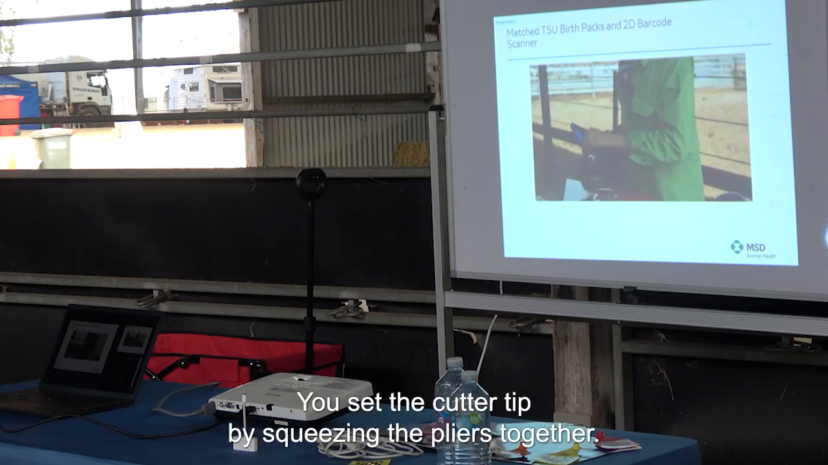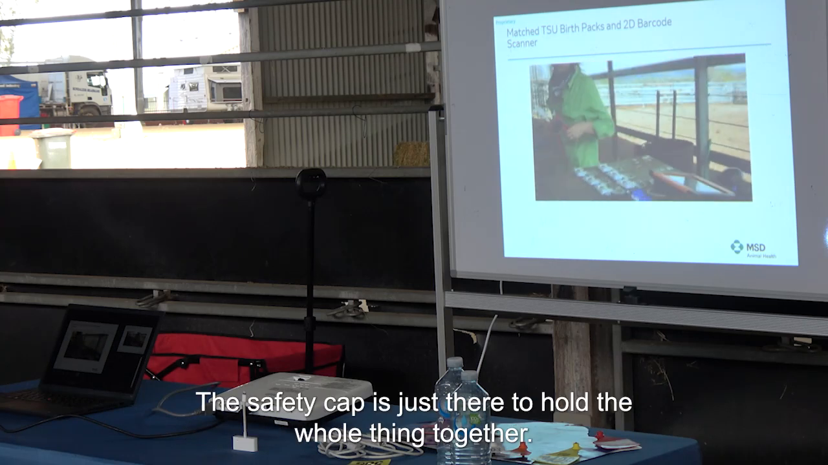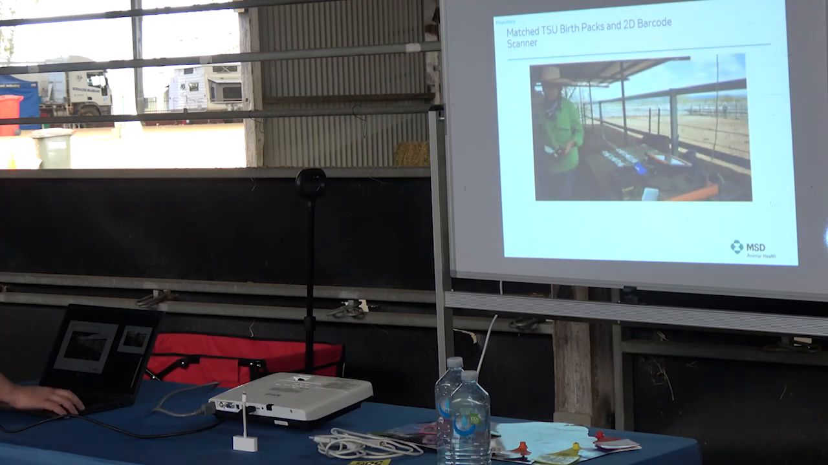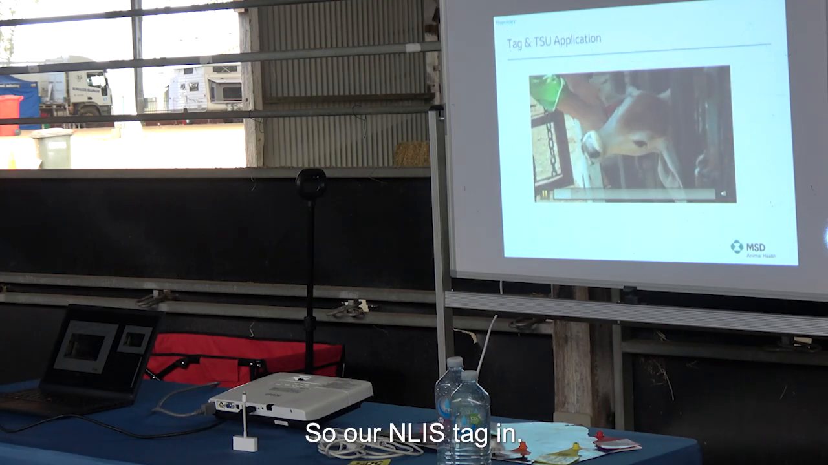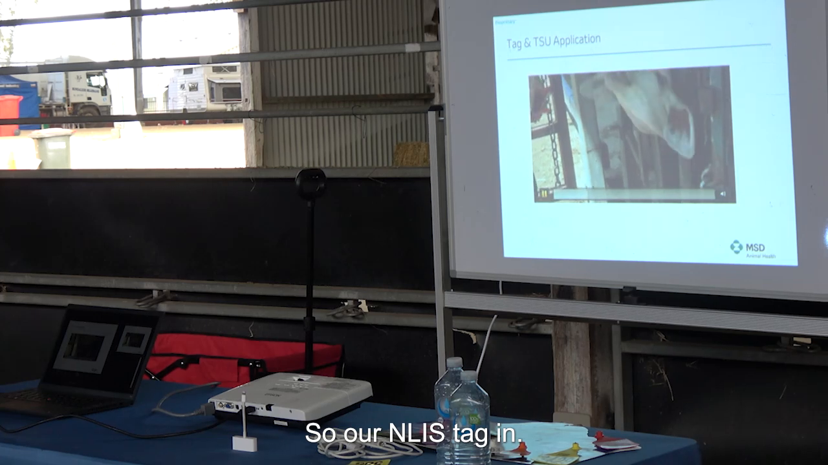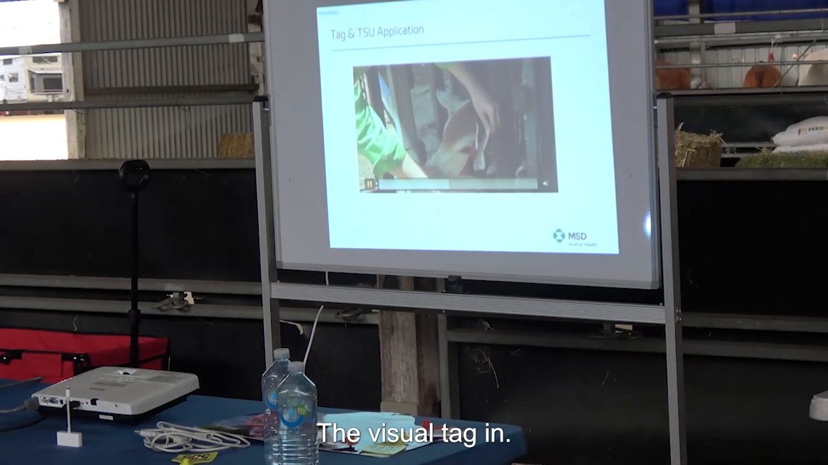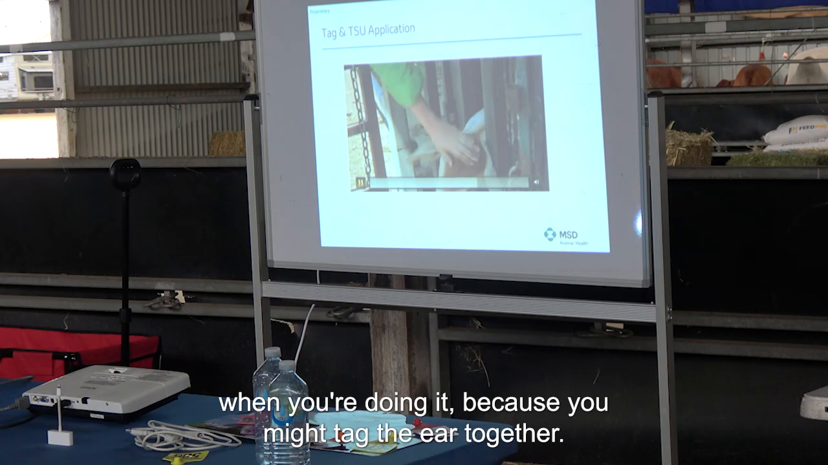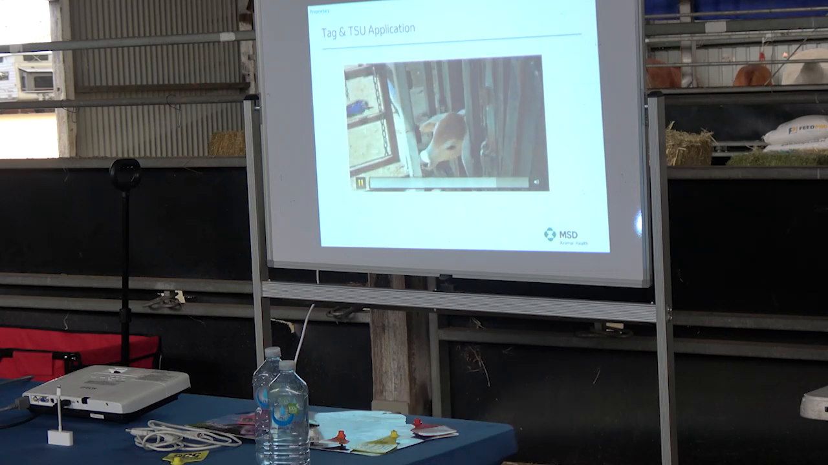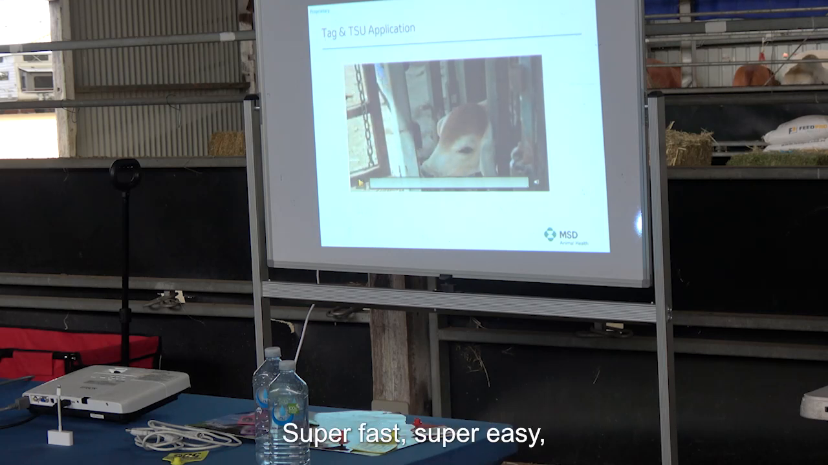You set the cutter tip by squeezing the pliers together, and then you throw away the safety cap. The safety cap's just there to hold the whole thing together. And then we put it into the animal. So NLIS tag in. Visual tag in. When you're tagging Brahmans, make sure you're not folding the ear over too much when you're doing it, because you might tag the ear together. And this is the TSU. Done. Super fast, super easy, nice and safe.